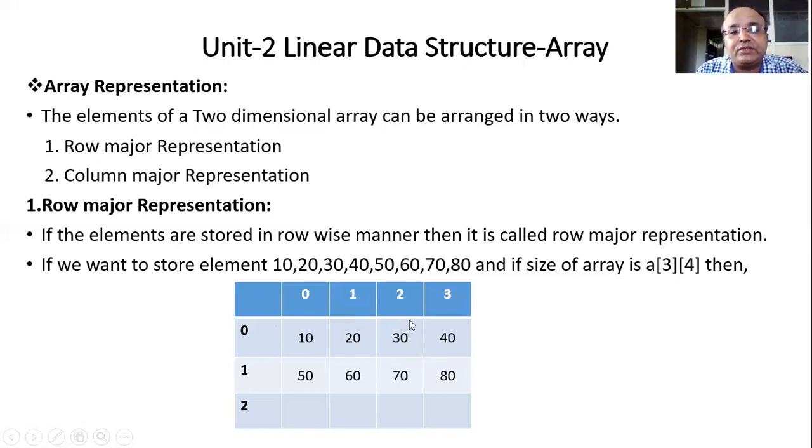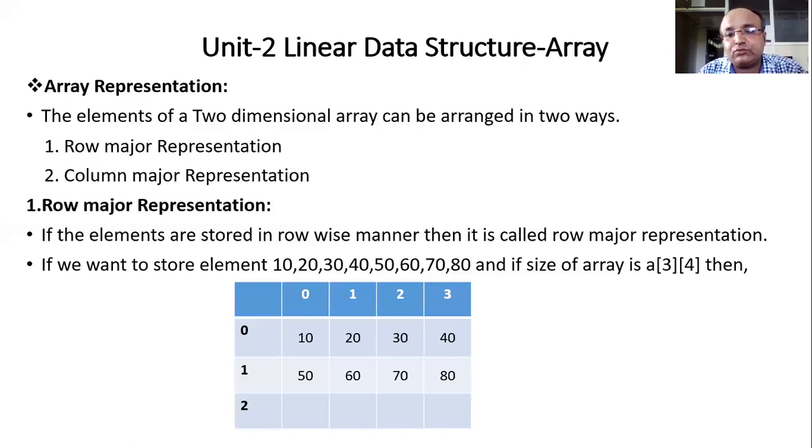Then the next element will be stored in the same row, and the column index will be 2. The row index will be 0 and the column index will be 2. So 30 will be stored at A[0][2]. In a similar way, 40 will be stored over here. Now here the maximum number of columns we have is 4, so the index will go up to 3.